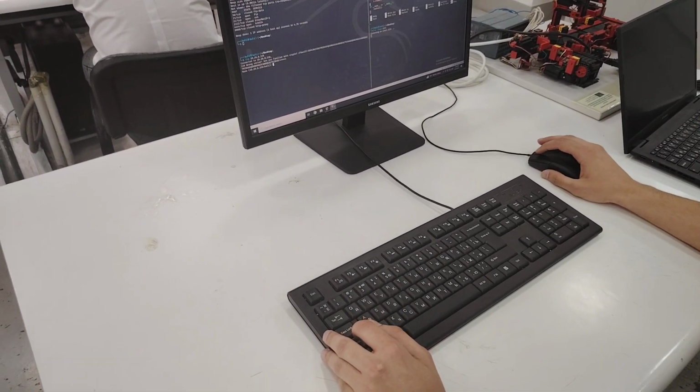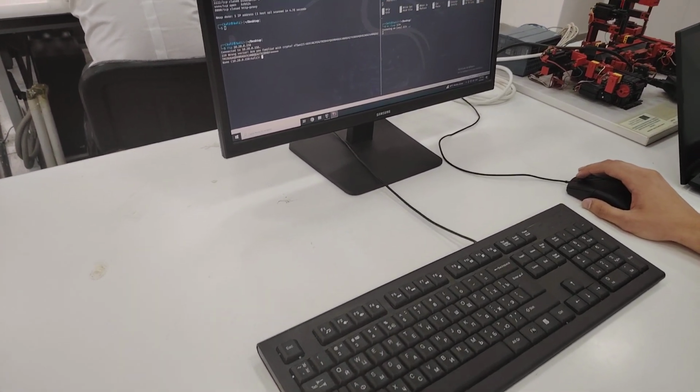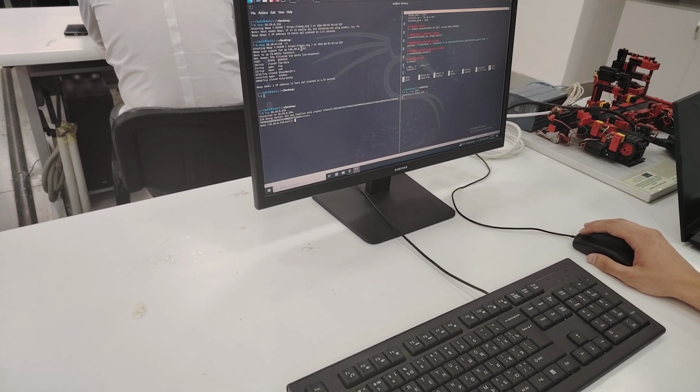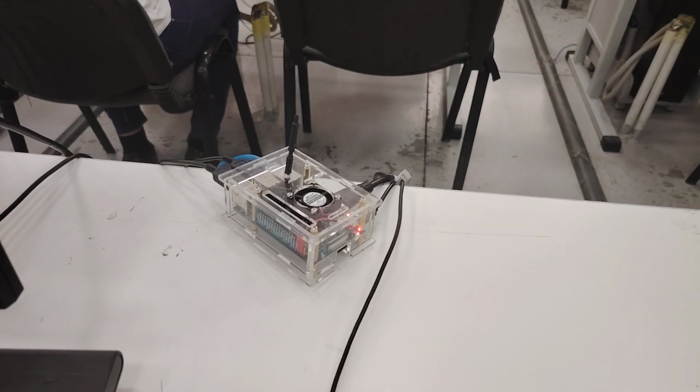My name is Diyor Musakhanov. My project is a vulnerable server on Orange Pi. Yes, Orange Pi is this device.